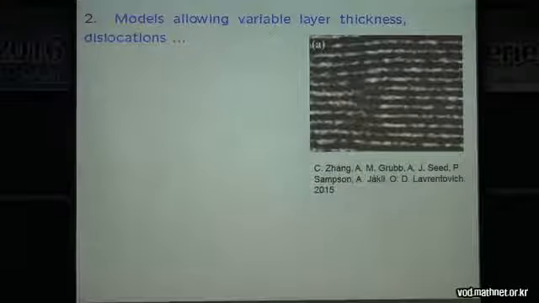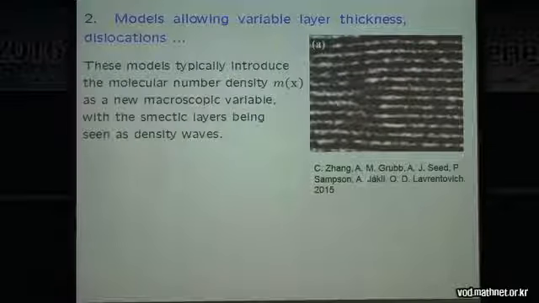And then there are models that allow variable layer thickness and dislocations and so on. So here's some kind of micrograph where you see a dislocation in the layers. Okay, so that sort of thing does happen, and they typically introduce a molecular number density m of x as a new variable, and the smectic layers are seen as sort of density waves in this variable.